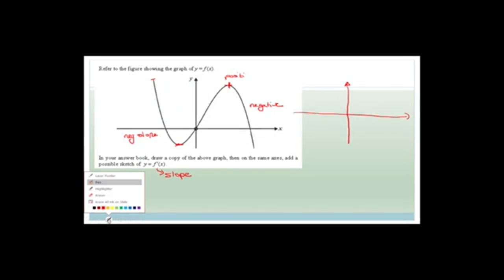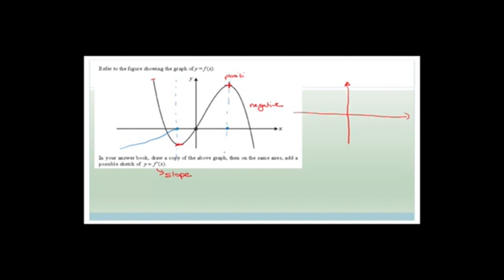So I'm going to change color to this blue. We need that point and that point there. At those points, the slope is zero. So at those points, my slope is going to be zero. Before this point, the slope is going to be negative, but it's going towards zero. So I would say that it could possibly look like this. This would be my slope. My slope is a negative value.